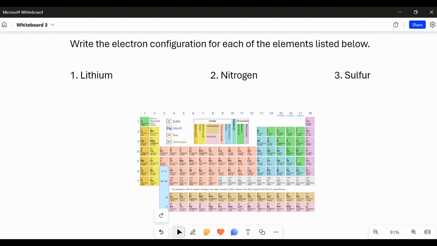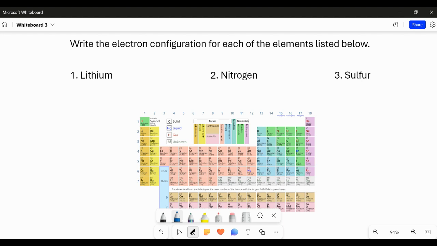Electron configurations are shorthand ways of representing where the electrons are located in the orbitals of a particular atom. And from the POGL that we did, you may remember them as the manager's code. Okay, so we're going to write the electron configurations for lithium first. Let me select a color. Let's go with blue.